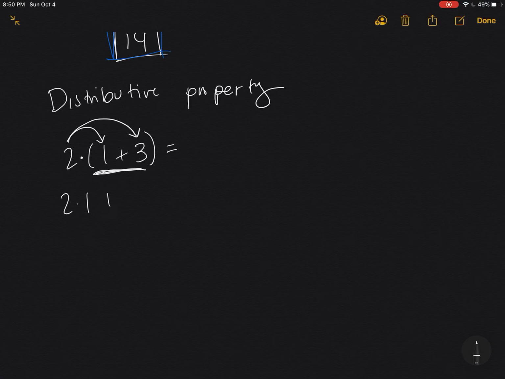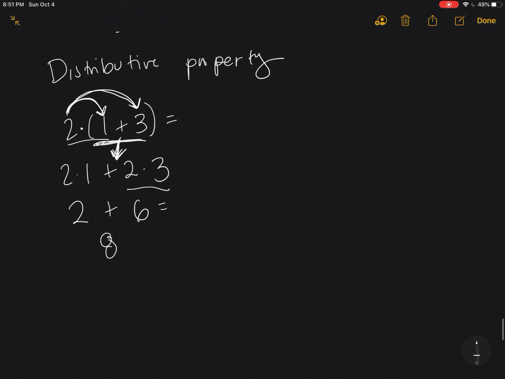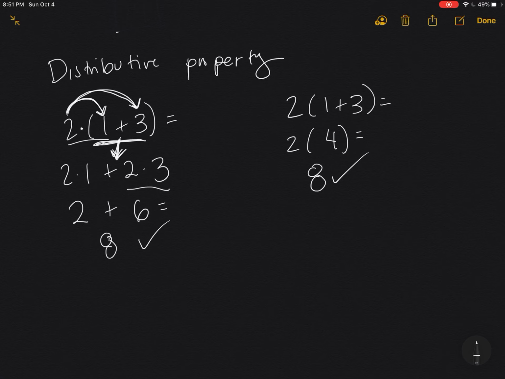So we say 2 times 1 plus 2 times 3. If you see, I distributed it to 1, so I'm multiplying these 2 together. I distribute it to 3. That's where I got this, 2 times 3. And I carry down my sign. Okay, so 2 times 1 is 2. 2 times 3 is 6. That gives me 8. So if we look up here, if we do it the other way, the PEMDAS way, it checks out. We get 8 either way.